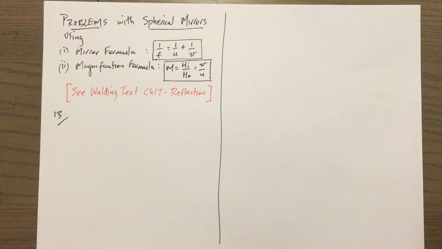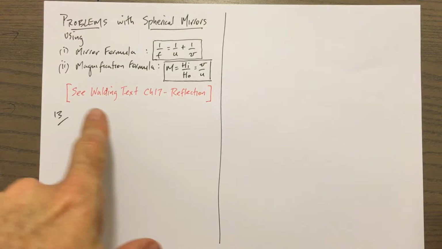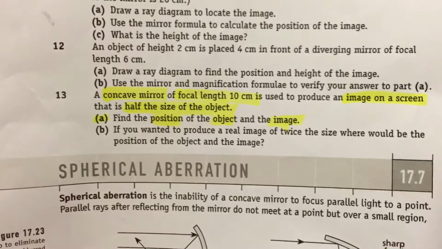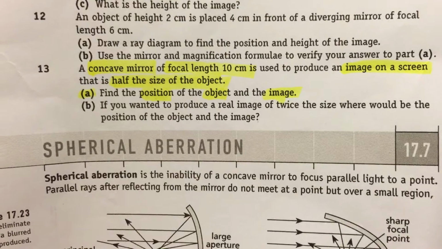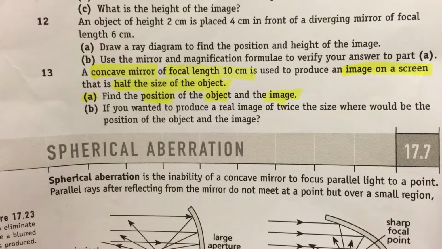Let's do this. The first problem we're going to look at is from chapter 17 of the reflection chapter of the textbook. I've highlighted the first part of the question and the important parts. Question 13: we have a concave mirror of focal length 10 centimeters, used to produce an image on a screen that is half the size of the object. We need to find the position of the object and also the position of the image.